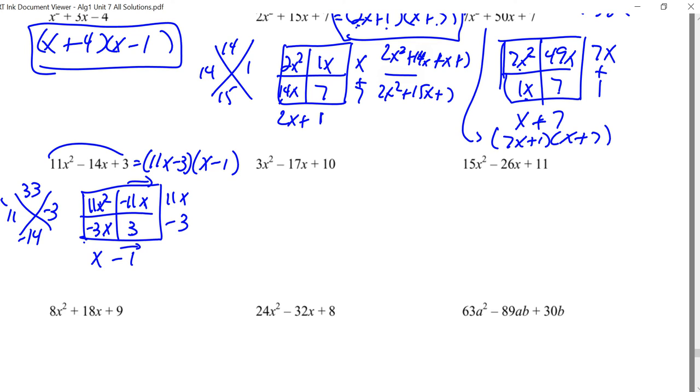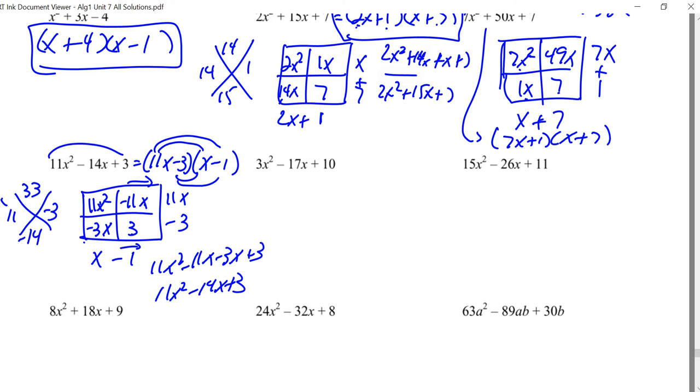If you multiply that out, you'll see 11x times x is 11x squared. 11x times negative 1 is negative 11x. Negative 3 times x is negative 3x. Negative 3 times 1 is plus 3. So that's 11x squared minus 14x plus 3. It works.